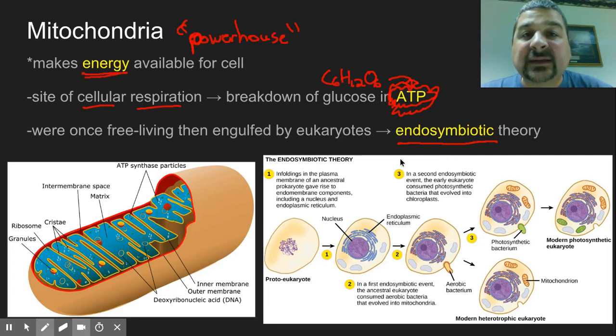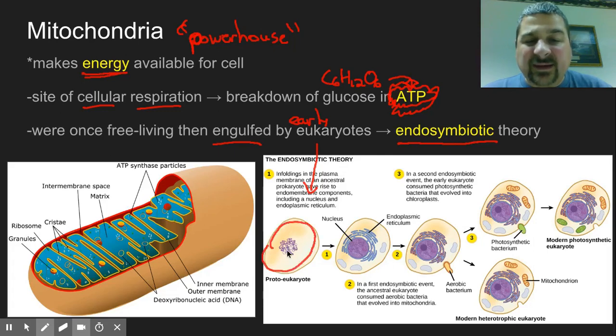chloroplasts, we'll talk about in the next video, they think that originally they had lived on their own and then were engulfed by the early eukaryotes. So if you look down here, here's an early eukaryote with some DNA, and the cell says, hey, our DNA is important, so we're going to enclose it in a nucleus. Then it starts folding the membrane in to get some of our endoplasmic reticulum and that kind of stuff, and then it engulfs or swallows an aerobic bacterium.